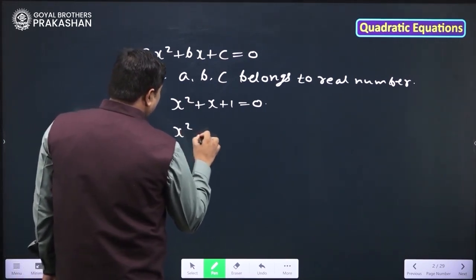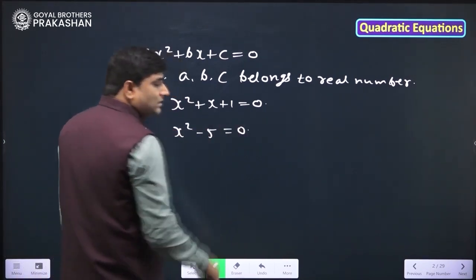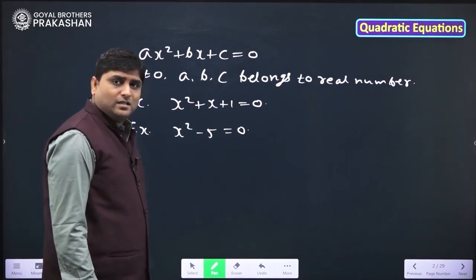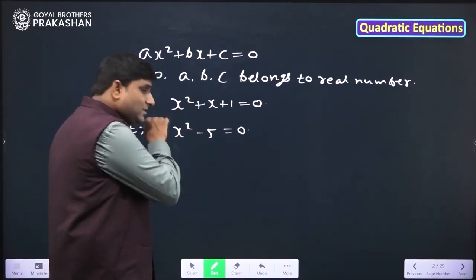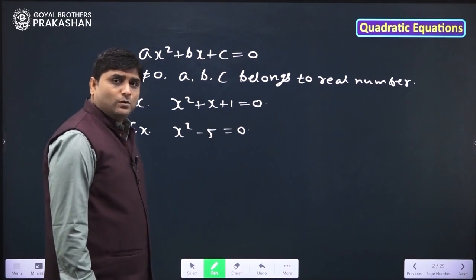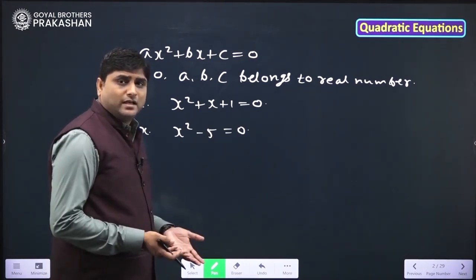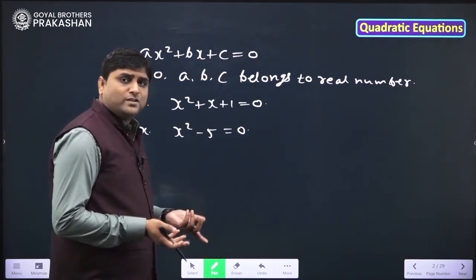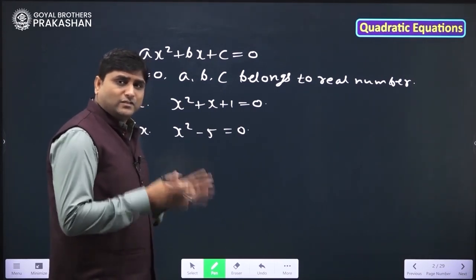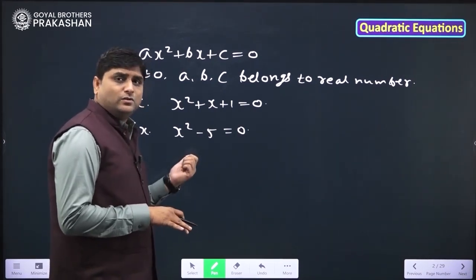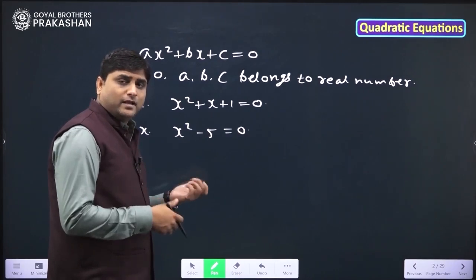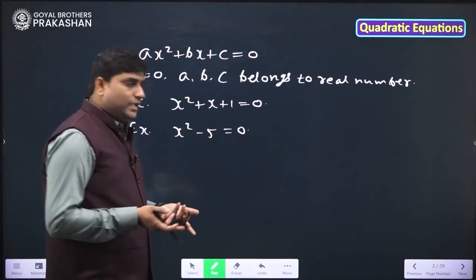If I write x² − 5 = 0, this is a quadratic equation. Yes, because there b = 0, meaning the coefficient of x is not there, so that is not a problem. The coefficient of x² is 1, the x² term is there, a is not equal to 0, so it is a quadratic equation.